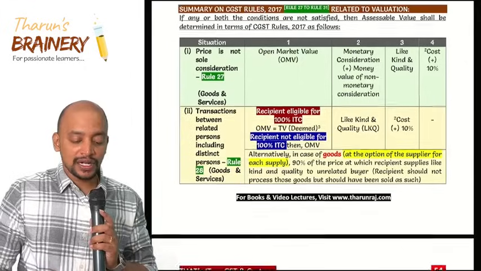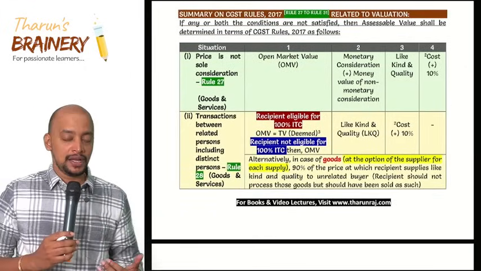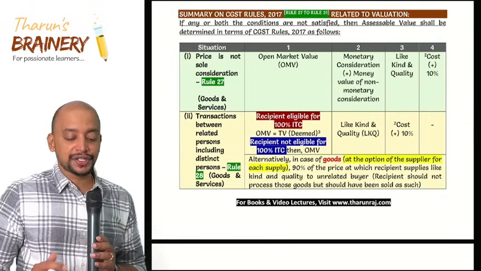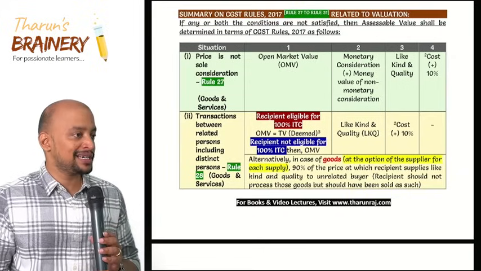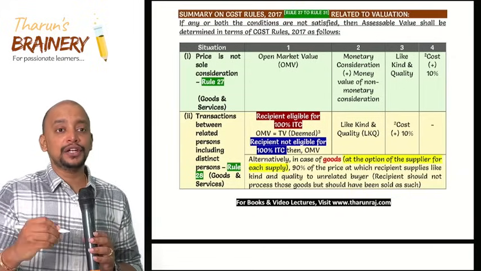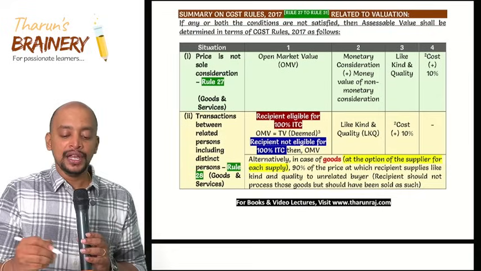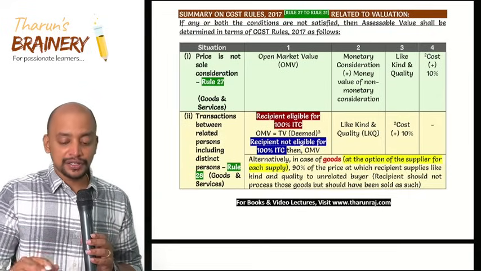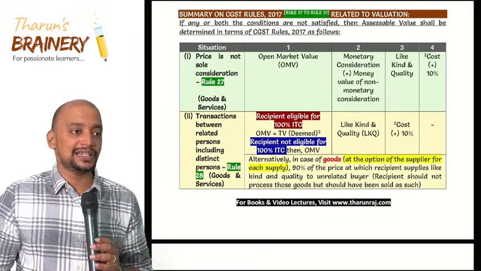Then, what does rule 27 say? When is 27 applicable? When price is not the sole consideration. So what should we do? First we need to take the open market value. If the open market value is not available, money received plus money value of non-monetary consideration. If that is also not available, then we need to take like, kind and quality. If that is also not available, rule 30 says we need to take cost plus 10%.